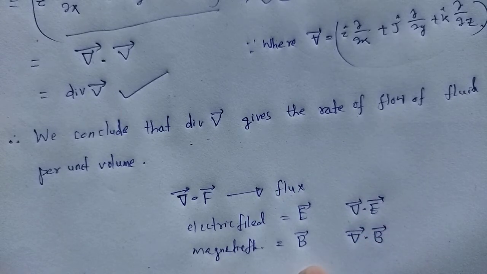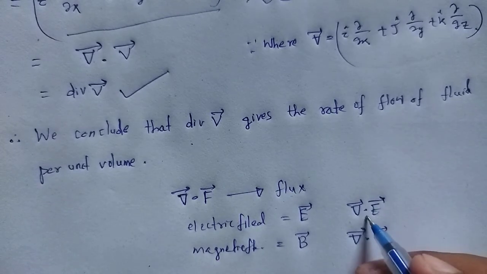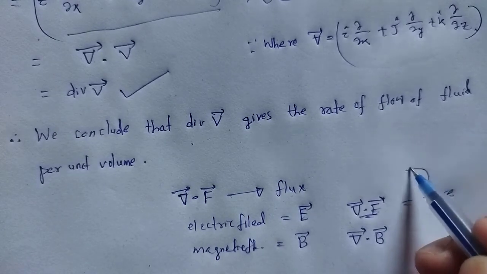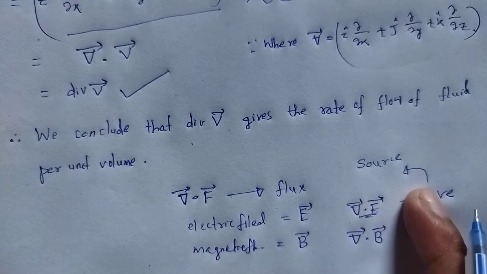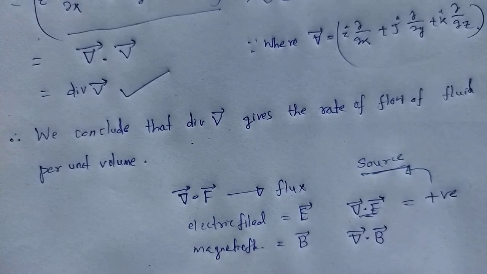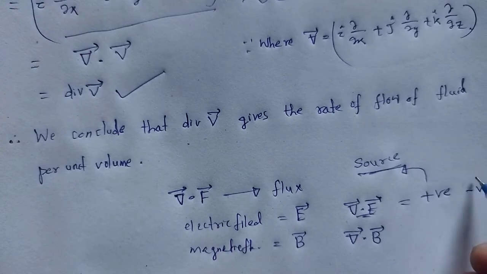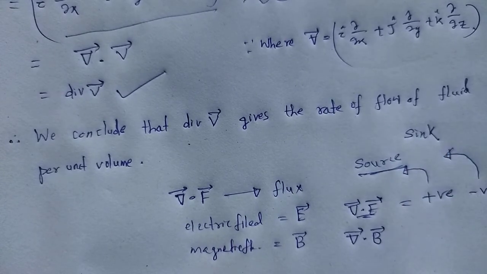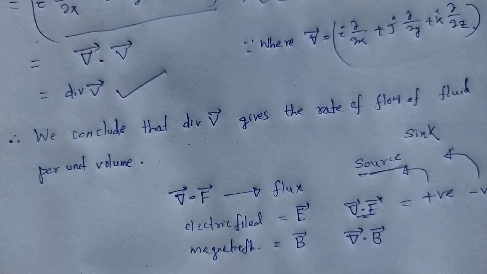In that case, you have to note a small thing. If the divergence is positive, that indicates this one is the source. If the divergence is positive, then we conclude that point is the source. If the divergence is negative, then the point is termed as the sink, that is the negative source.